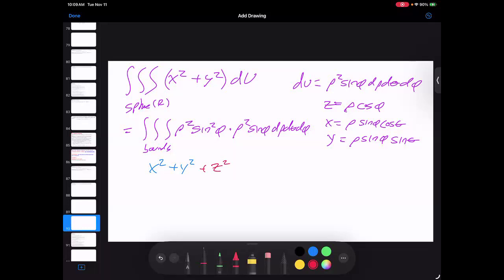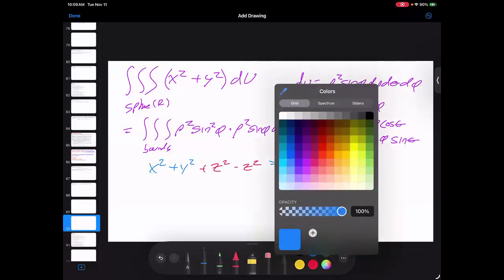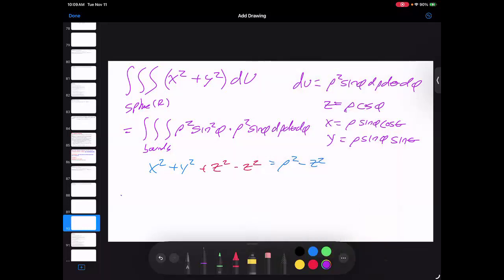What can you do if you want to just add a z squared? Subtract it. And so this would then become rho squared minus z squared. So the integral would be integrate over the bounds. And then you would have rho squared minus rho squared cosine squared phi, rho squared sine phi d rho d theta d phi.